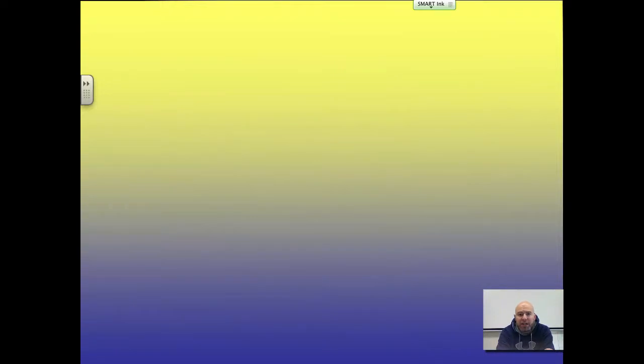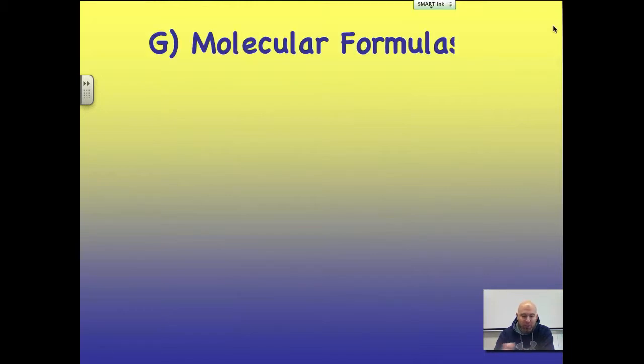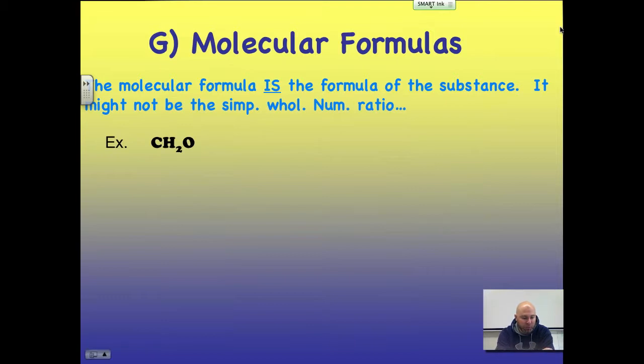Okay, so now that we've done the empirical formulas and been able to determine what those might be, the simplest whole number ratio, then it's important to know what the molecular formula is. The molecular formula, of course, is the formula of substances. It might not be the simplest whole number ratio.